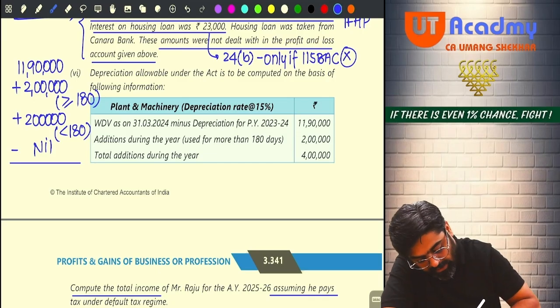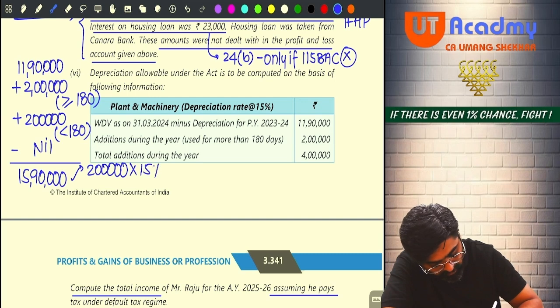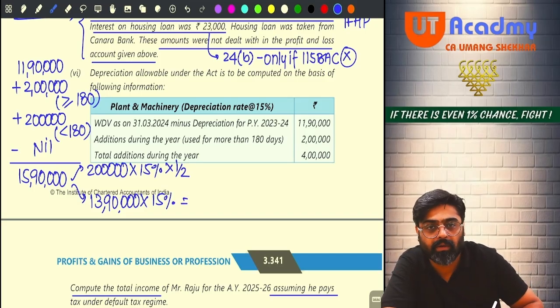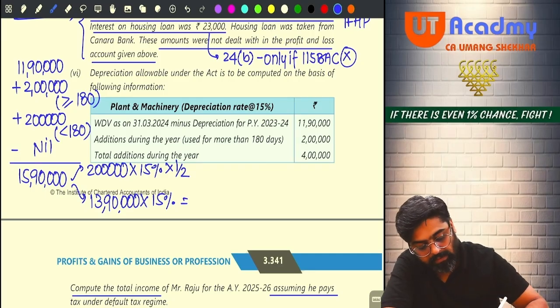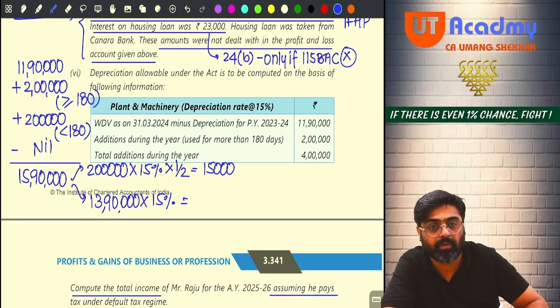Yes. 15 lakh 90,000. Now out of this 15 lakh 90,000, on 2 lakhs you are going to calculate depreciation at half rate, 15% into 1 by 2. And on the balance 13 lakh 90,000, you are going to calculate the depreciation at full rate. This is the normal depreciation which you are calculating, right? Come on, tell me. 2 lakh into 7.5% will be 15,000. And 13 lakh 90,000 into 15%. How much is this amount? Tell me fast.